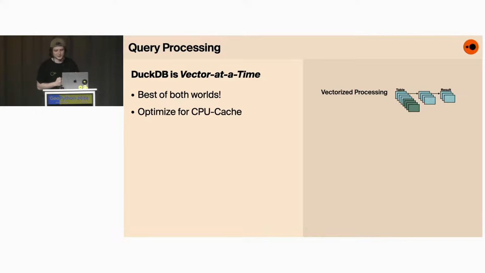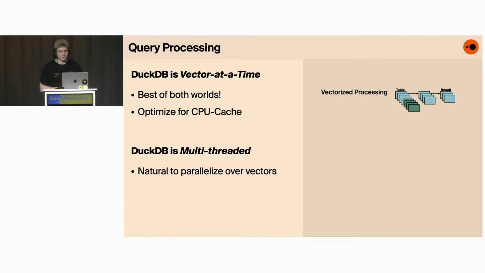And the trick here is to optimize this vector size so that all of your current working rows fit into your CPU cache, so you don't even have to go out to memory to access it. Additionally, DuckDB is multi-threaded. Now, this isn't actually tied to the processing model. You can write multi-threaded row-at-a-time and column-at-a-time query engines as well. But it synergizes very well with vectorized processing because it's very natural to parallelize over vectors. Any lock or synchronization overhead you have in a multi-threaded program, you can amortize over your vector instead.